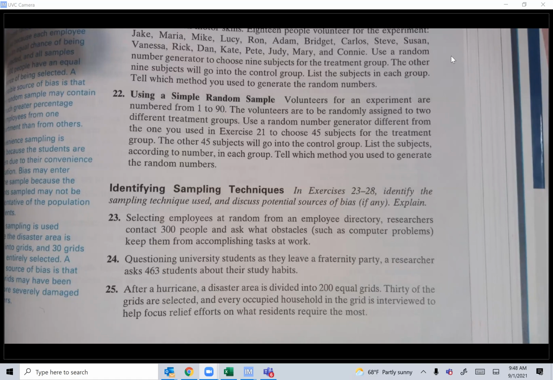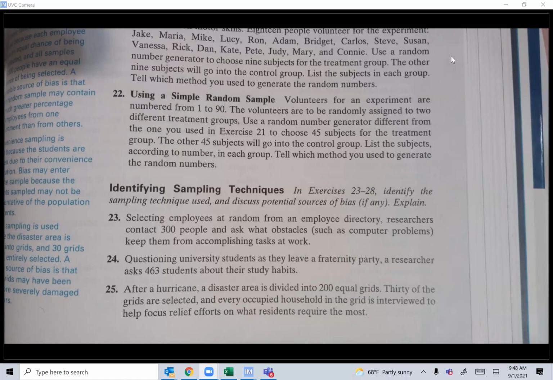Questioning university students as they leave a fraternity party, a researcher asks 463 students about their study habits. Convenience. Yes. You're asking students who were partying, guys, about their study habits. So that's convenience, and only in one location, you just went to that location. That's convenience. It's not random.